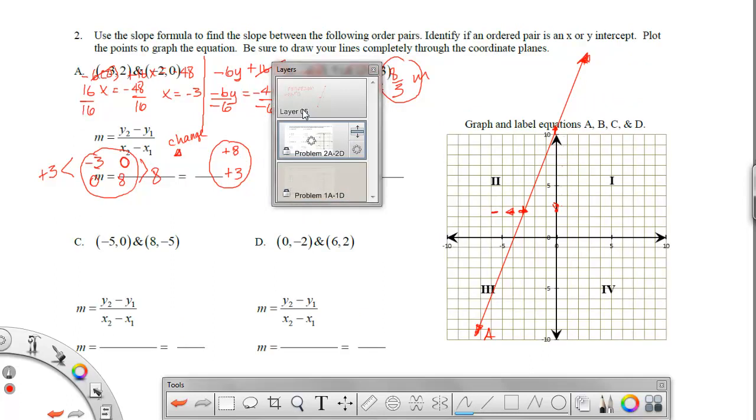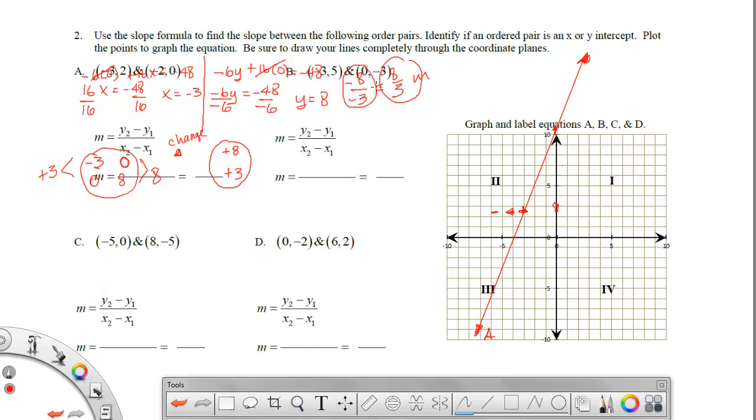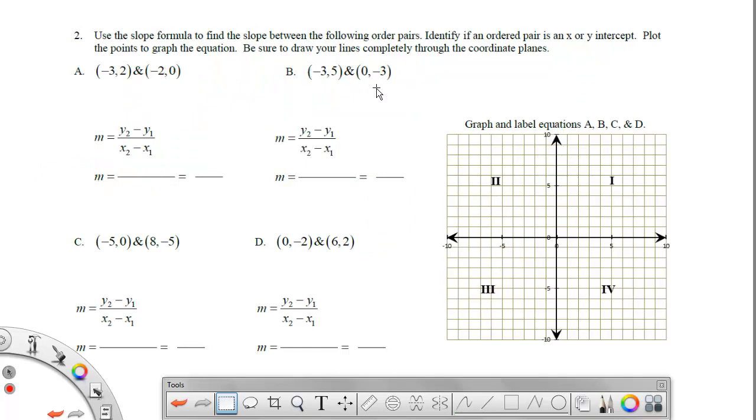So let me close this and let me clear out my screen. It says here, use the slope formula to find the slope between the following ordered pairs. Identify if an ordered pair is an x or y intercept. Plot the points to graph the equation. Be sure to draw your lines completely through the coordinate plane. Okay, so this is ordered pair 1. We're going to call that number 1, and this is ordered pair number 2.